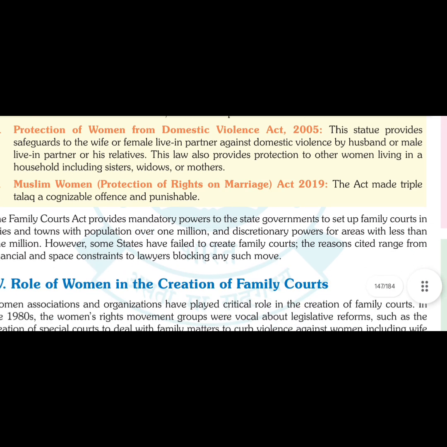Living relationship is as such not recognized in Indian society, but still the protection is given. When you will read this, you will get to know the basic difference between the two, living relationship and marriage. This law also provides protection to other women living in a household, including sisters, widows or mothers. Because it is not only the wife in a house, right? There is a mother, there is a widow, or there is a sister, widow of a brother, right? So those other women can also claim protection under this law, because it says protection of women from domestic violence. It does not say protection of wives from domestic violence, right?